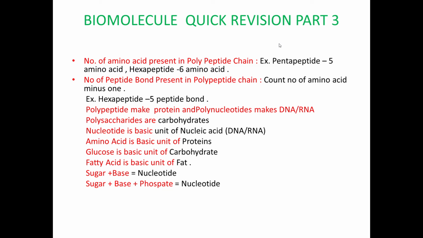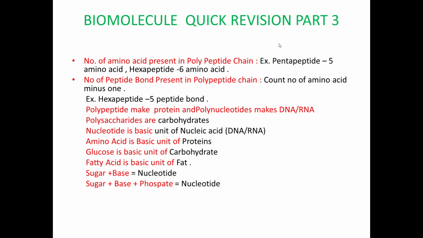Next, a polypeptide makes a protein. So try to differentiate the words polypeptide and polynucleotide. Again, polynucleotide makes DNA and RNA. Polysaccharides, you know, are carbohydrates. Nucleotide, you know, is the basic unit of nucleic acid. And a lot of nucleotides joined together by phosphodiester bond, a bond between two units of nucleotide, and make a polynucleotide.